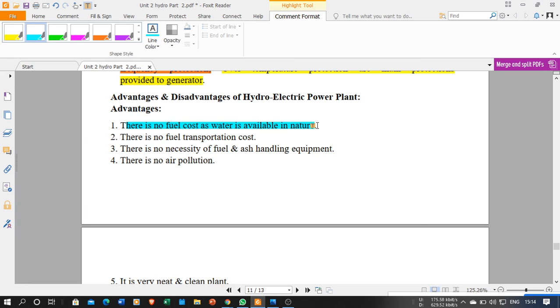I am simply going to store the water. But here the cost of storage of water is required. For that purpose, I need to construct the dam, so its cost will increase. But my fuel cost is zero.